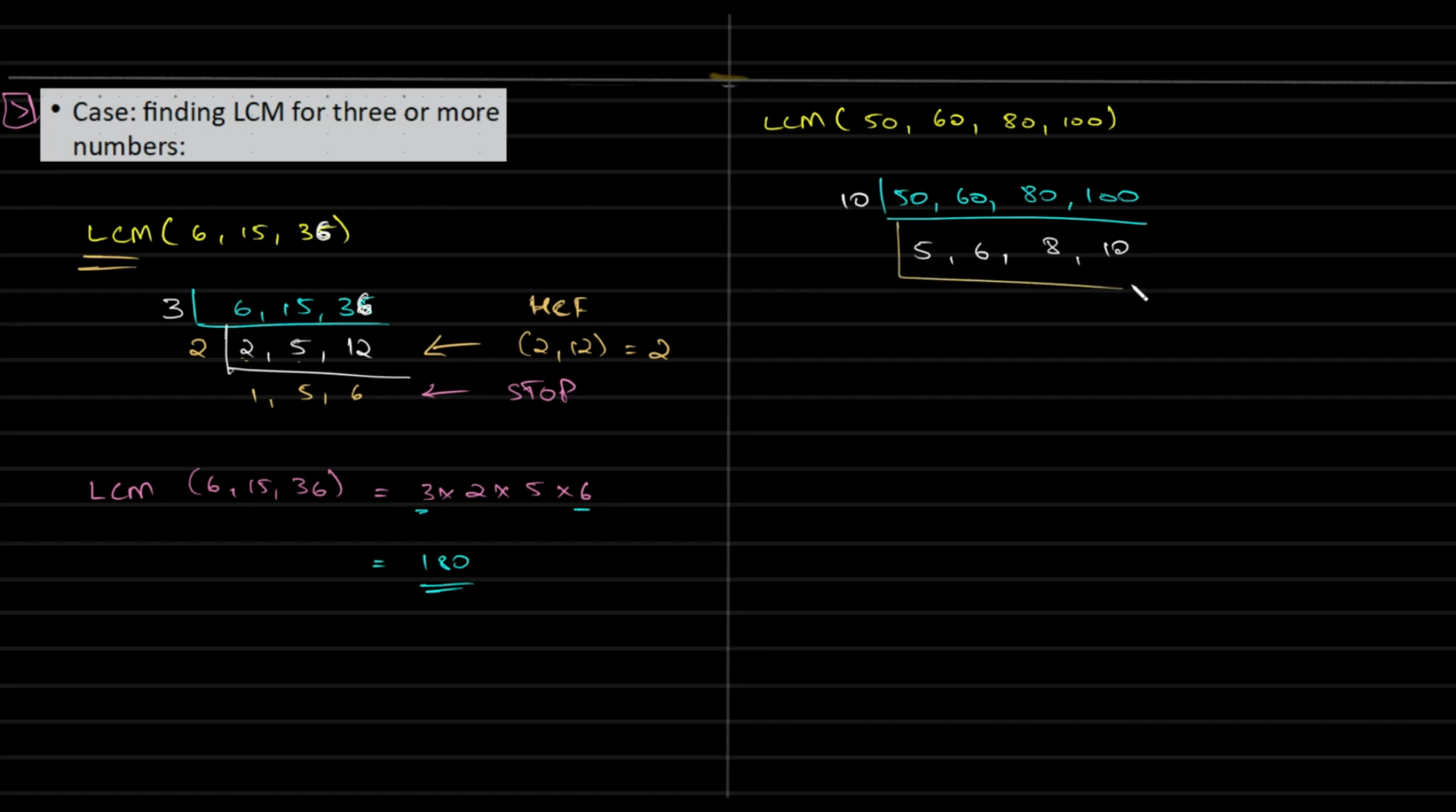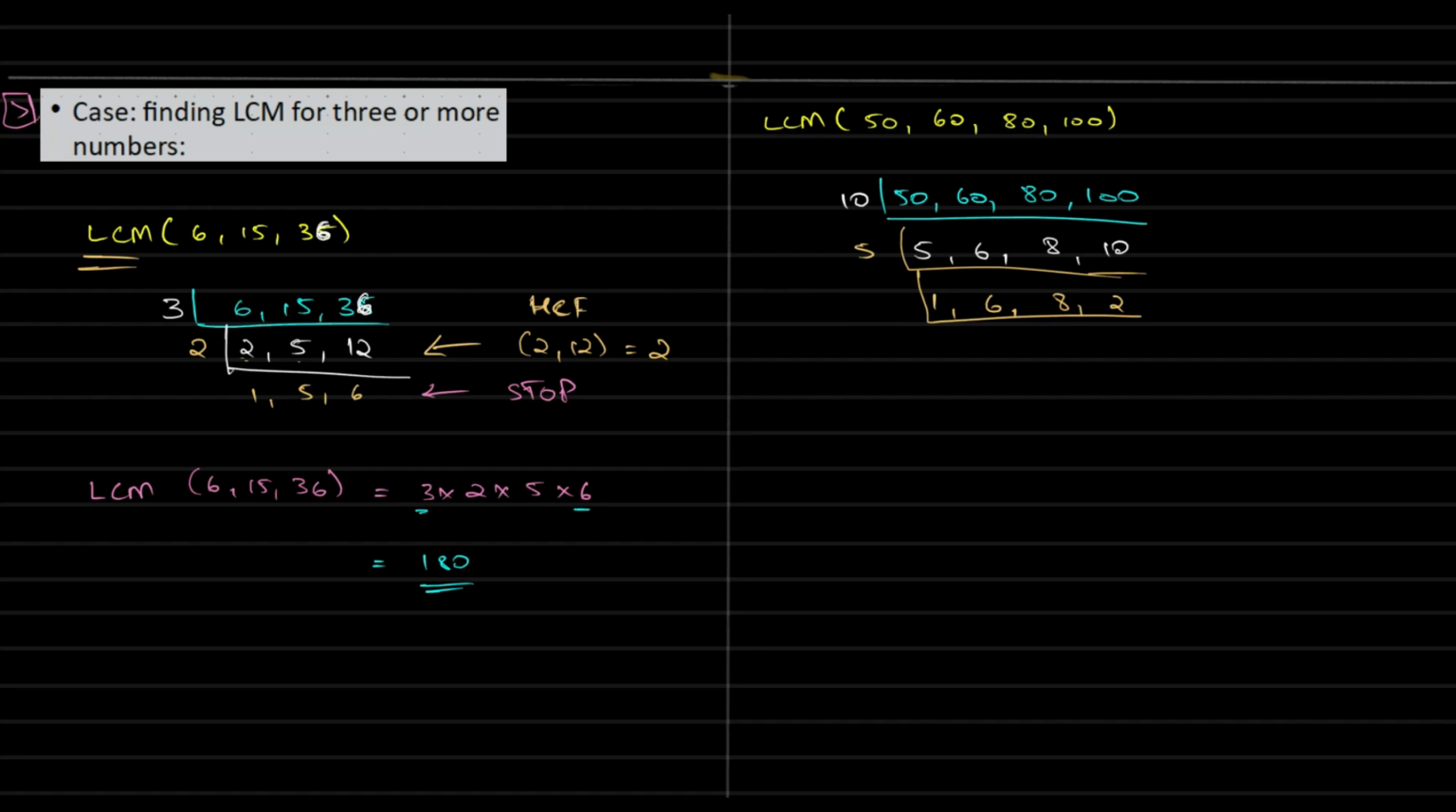Then, are they all co-prime? As a group they are co-prime, but as pairs they are not co-prime. 5 and 6 is co-prime, 5 and 8 is co-prime, 5 and 10 is not co-prime. So I'll take 5 and 10 and I end up with 1 over here. You might ask, sir, is it okay to just copy the other one? Yes. Again, this is a process. You need not think too much into it.